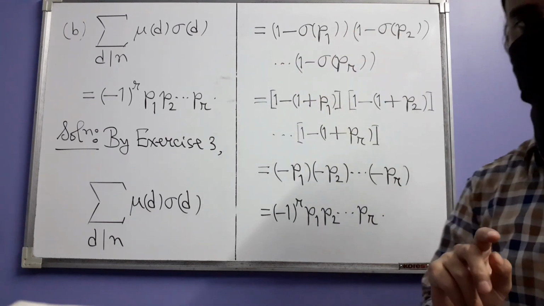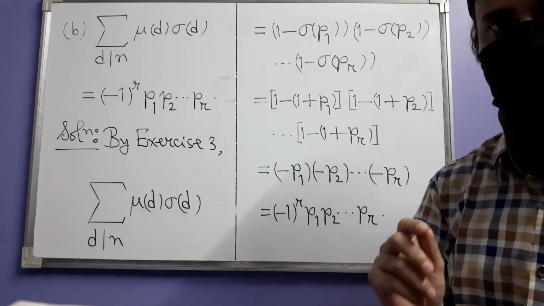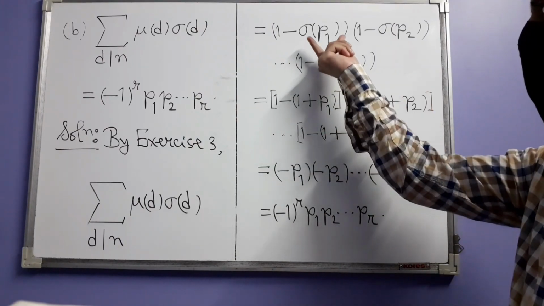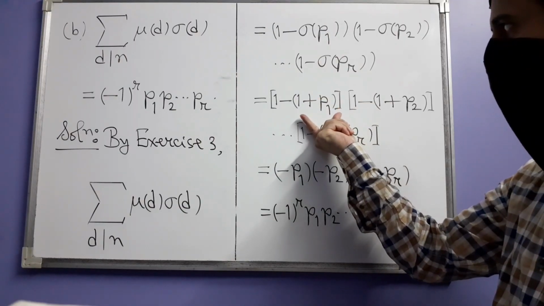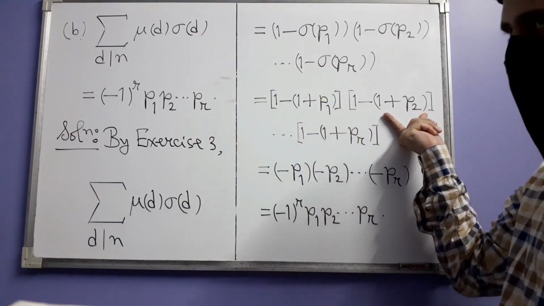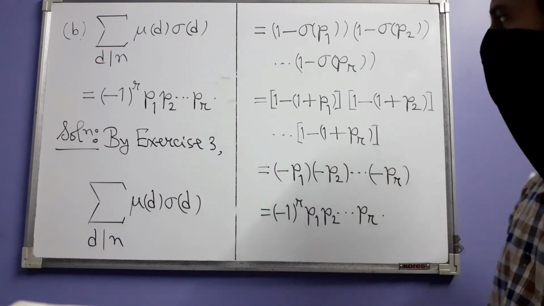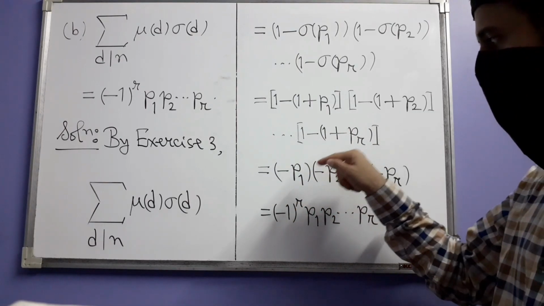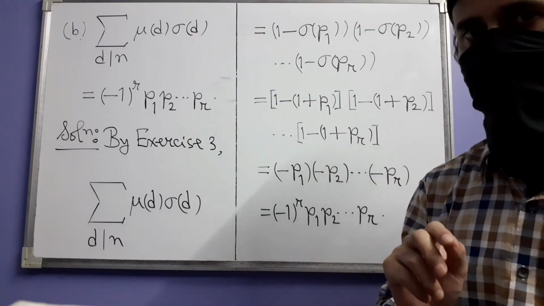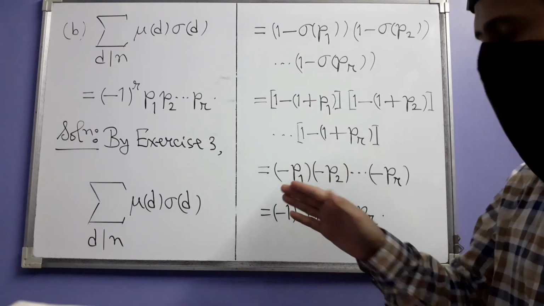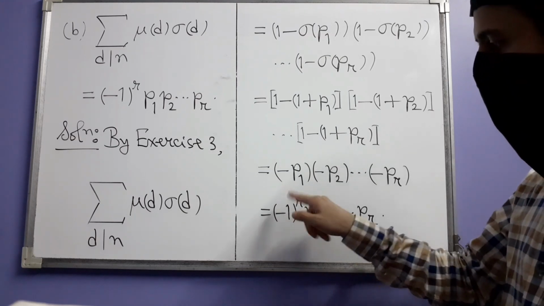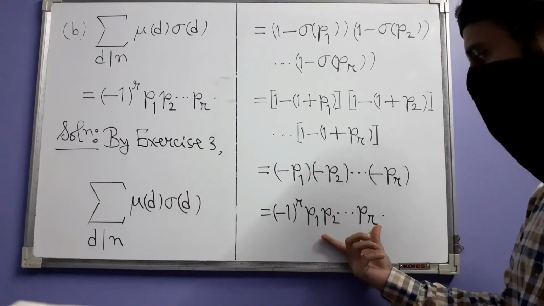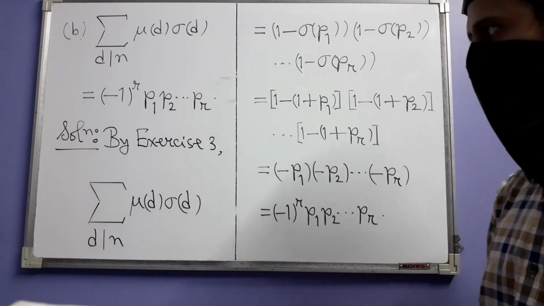Now what is sigma of p1? It is the sum of the positive divisors of p1. p1 has 2 positive divisors, 1 and p1. So that's why in place of this you have 1 plus p1. Similarly, here you have 1 plus p2, here you have 1 plus pr. And then after you do the calculation, this is what you get. So you get all the primes involved in the prime factorization of n along with minus signs. So you continue to get minus 1 to the power r like the previous part, but this time along with that you have the product of these primes. So that's how you get that.